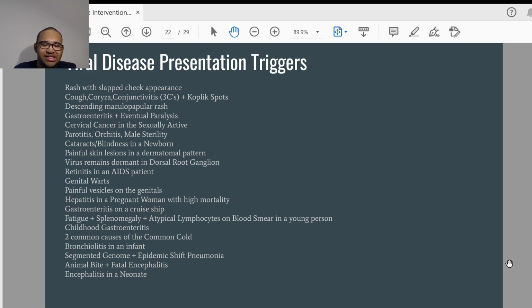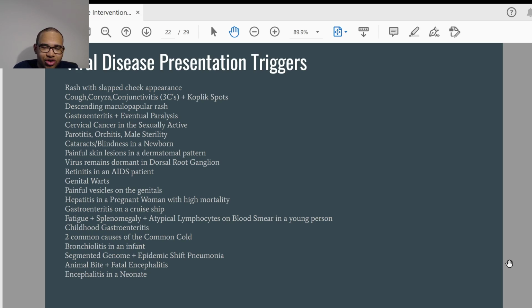So, a rash with a slap cheek appearance, right? That's Parvo B19, right? Cough, coryza, conjunctivitis, plus Koplik spots. That's measles, right? A descending maculopapular rash. That's also measles, right? Gastroenteritis and eventual paralysis. That's polio, right? Remember, polio is one of those enteroviruses.